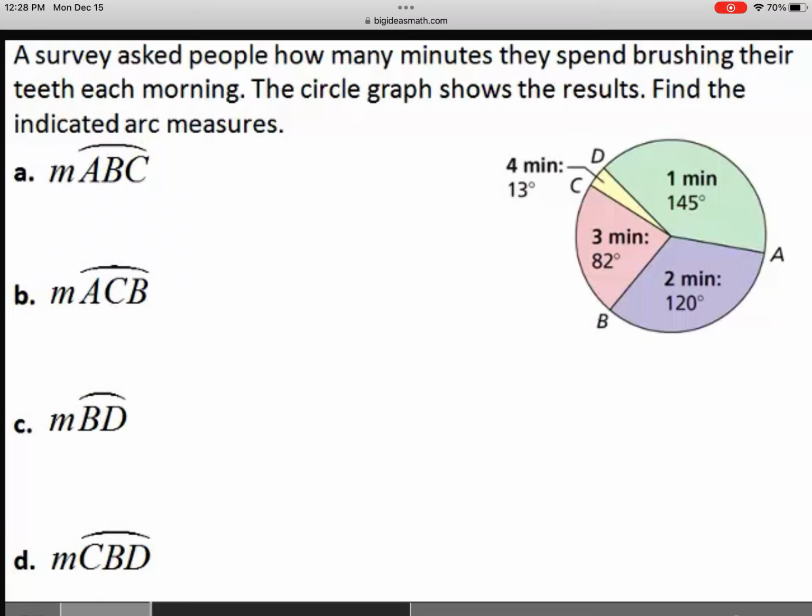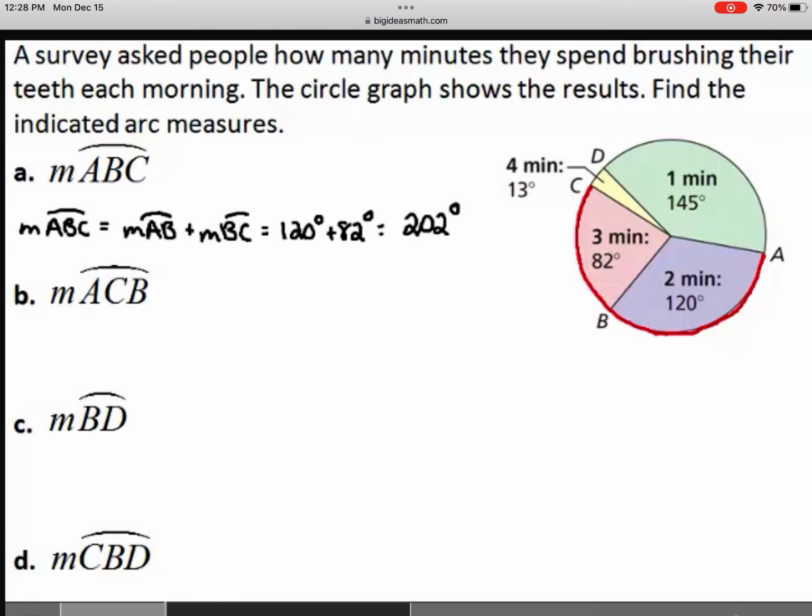Part A. The measure of arc ABC. So the measure of arc ABC equals the measure of arc AB plus the measure of arc BC, which equals 120 degrees plus 82 degrees, which equals 202 degrees.